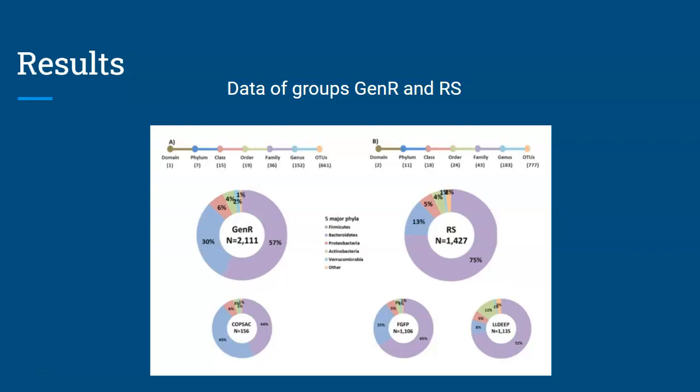To validate the data sets, scientists compared the average phylum level profiles of these cohorts with those of cohorts of other similar characteristics.